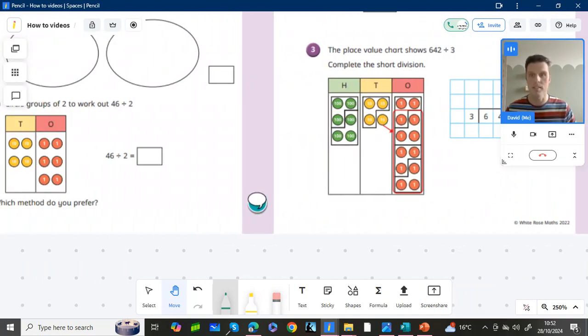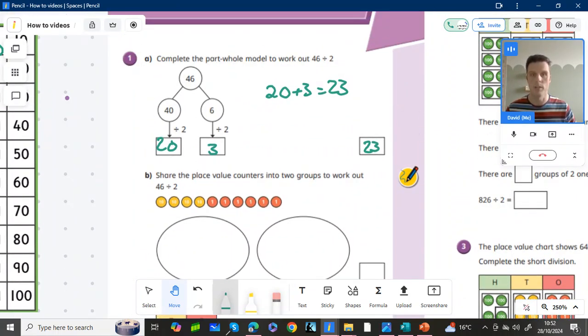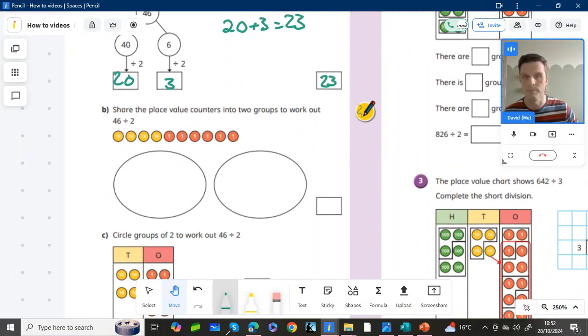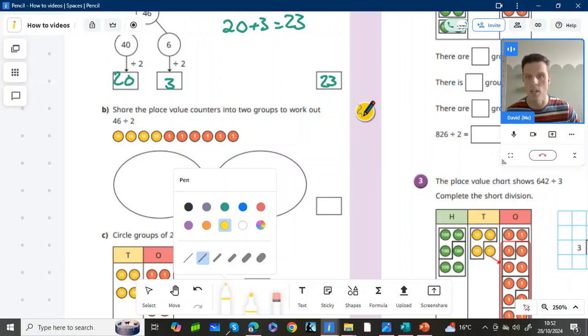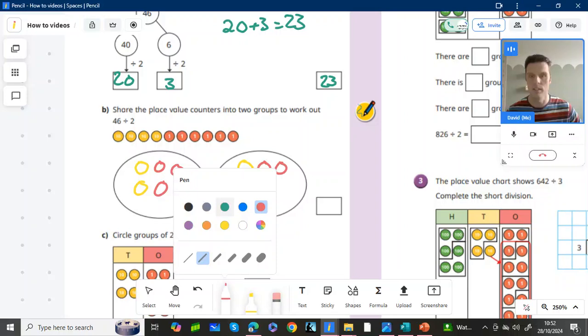Okay, so going through the answers now. Oh, a bit too far. So I've already gone through part A. 1A was 23. B, share these place value counters. Okay, so the trick is to do one at a time. So I'm going to write them in numbers. So the yellows for the 10s and then reds for the 1s. So I've got my 4 10s shared out, and then I'm going to go my red 1s now. So 1, 2, 3, 4, 5, 6. So as you can see, each one, there are 2 10s and 3 1s, so that's 23.